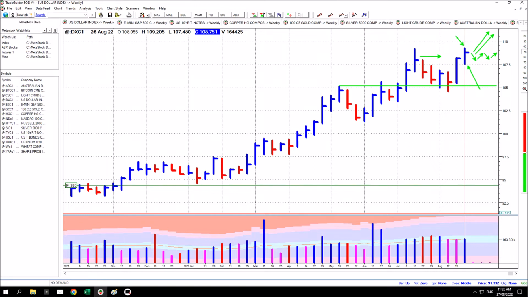And if the supply is overwhelming, I imagine price will have to come back and challenge the sellers again back around the 105 level. I don't think at this stage it's quite to that sort of level, but we'll wait and see. Most likely price is going to continue higher, but there may be some further consolidation required if this supply is persistent and ongoing.